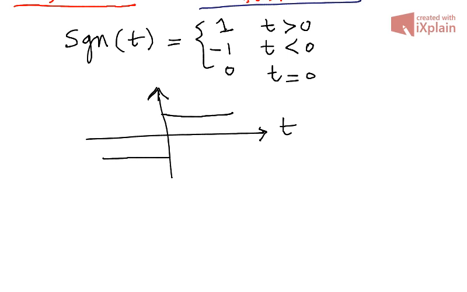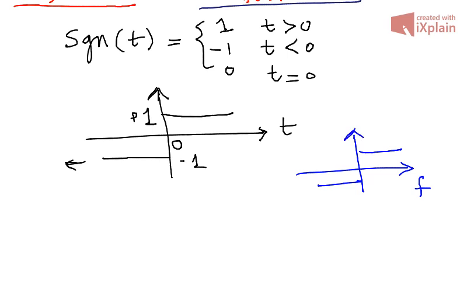It's plus 1 for all t greater than 0, and it's minus 1 for t less than 0. This is your origin. So similarly, you can define a signum function in the frequency axis. It would be the same, just you need to define it for the f axis, right? If you have a signum function in the frequency axis, it would look like this. So you can say signum of f, signum function. So it's plus 1, it's minus 1.